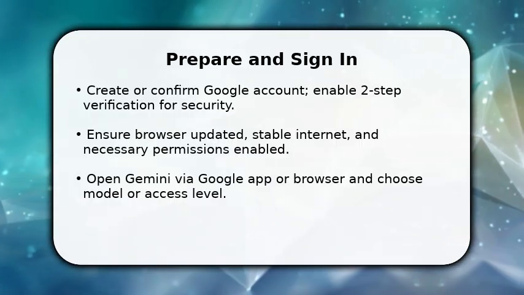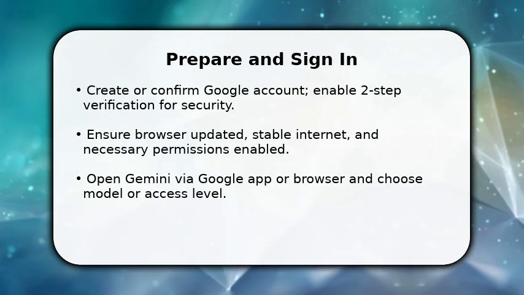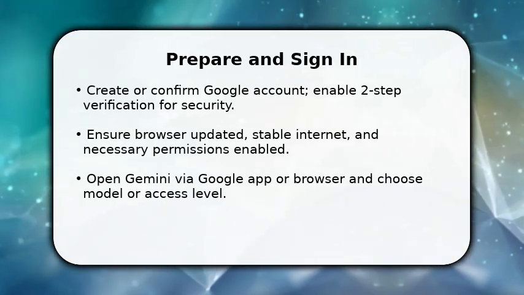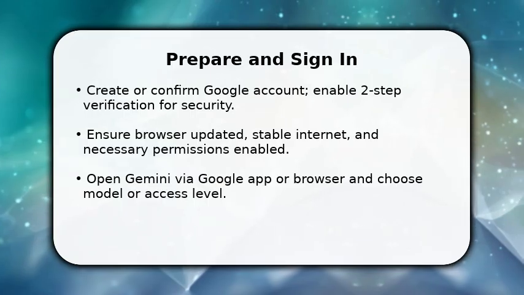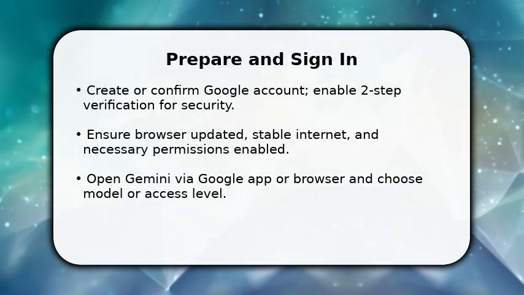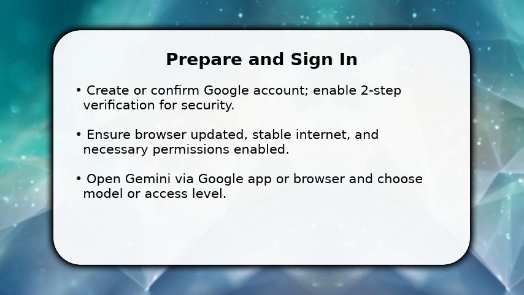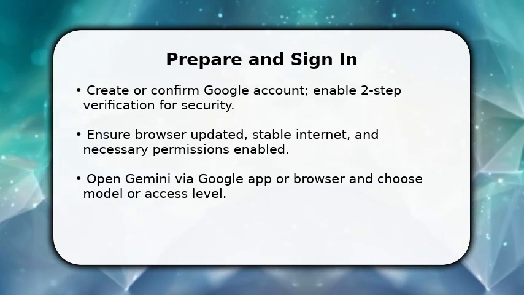You'll open Gemini from the Google app or web interface and pick the model or access level you need. Then set permissions for microphone or files if you plan to speak or upload. These first steps get you into the workspace and ready to interact.